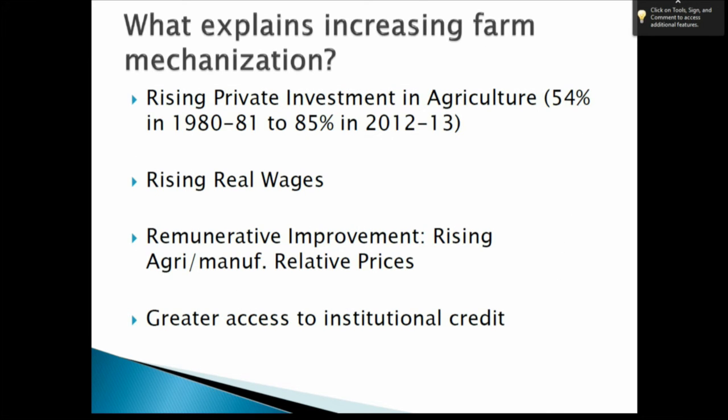Now, what explains this increase in mechanization? And I'm bringing together the facts that I've already laid out here. One is the rising private investment in agriculture. Second, rising real wages, which is causing you to shift away from labor and hoping to substitute mechanization wherever possible. But there are problems there also, and I will talk about it. Third, remunerative improvement, because you've had better prices in recent years. Fourth, greater access to institutional credit.